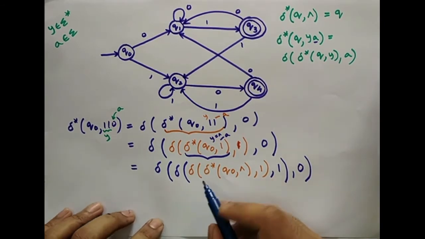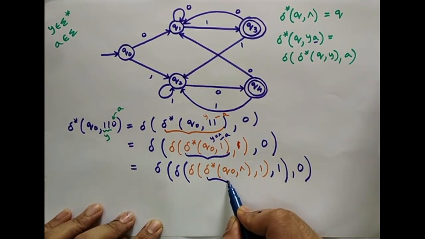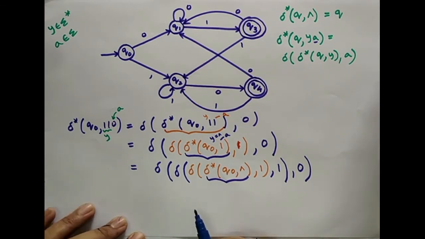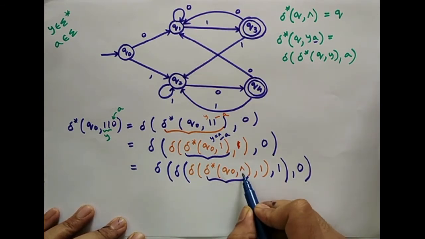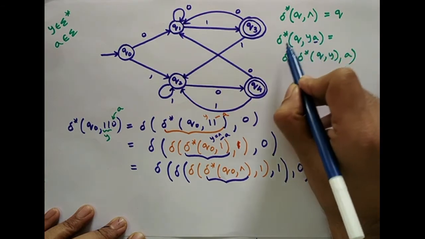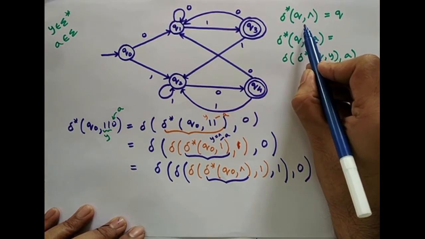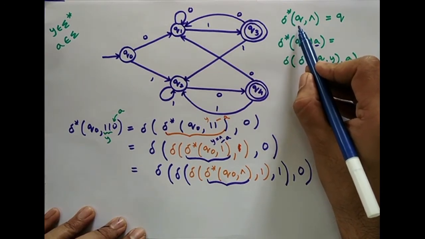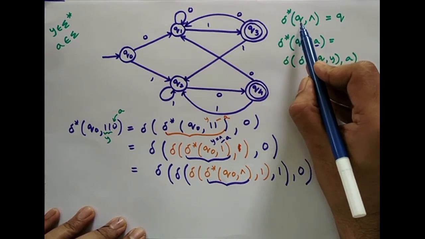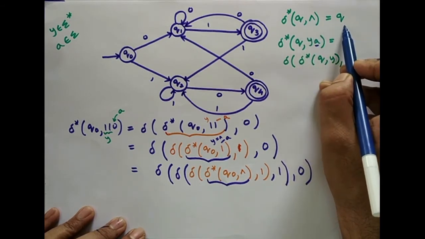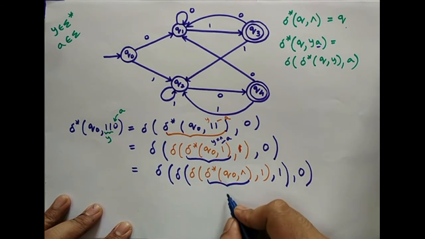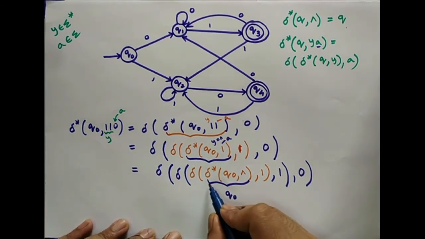Finally we are going to now find out what is delta star of q naught comma null. So this can be written as, now see, the input string is null. So which formula? I don't have to go to this formula. I will have to use this formula. And it clearly tells you delta star from any state on reading null string gives you q itself. So the answer to this will be delta star of q naught on null gives you q naught itself. Right? So answer of this is q naught.